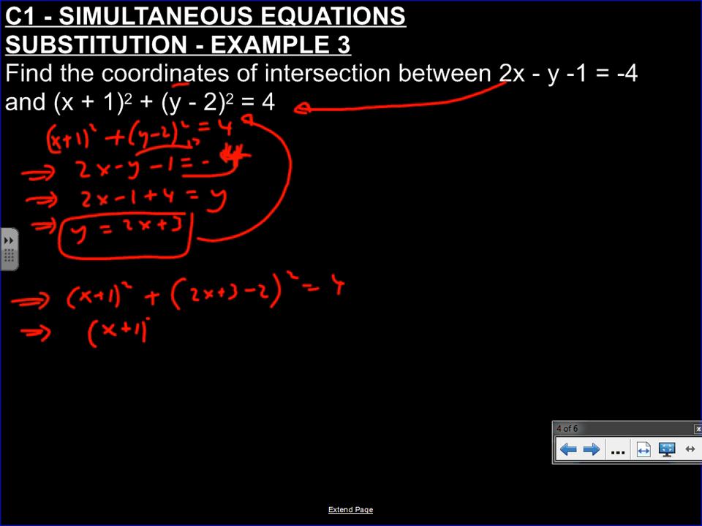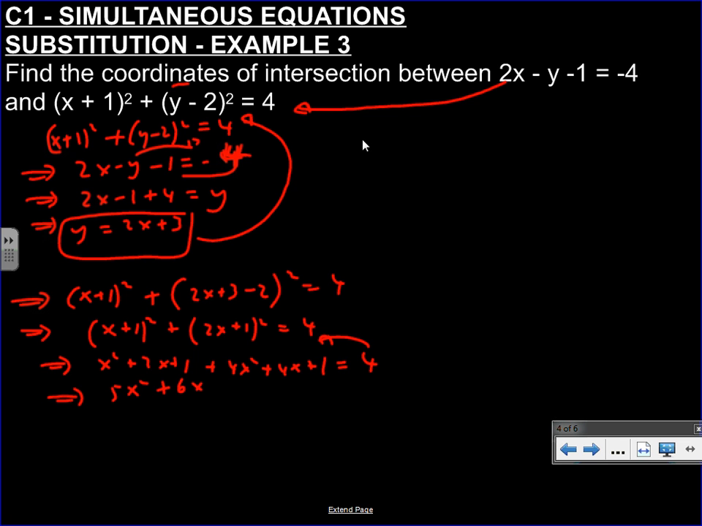So this is (x plus 1) squared plus (2x plus 3 minus 2), so that's plus 1, squared equals 4. So expand that out, x squared plus 2x plus 1 plus 4x squared plus 4x plus 1 equals 4. Now we can just finally solve this, so that's 5x squared. We've got our 2x plus 4x, so that's plus 6x. And we've got our 1 plus 1, and also we've got that 4 over here, so I'll move that over to the right. So that would be minus 2 equals 0. Does it look like I can solve it?